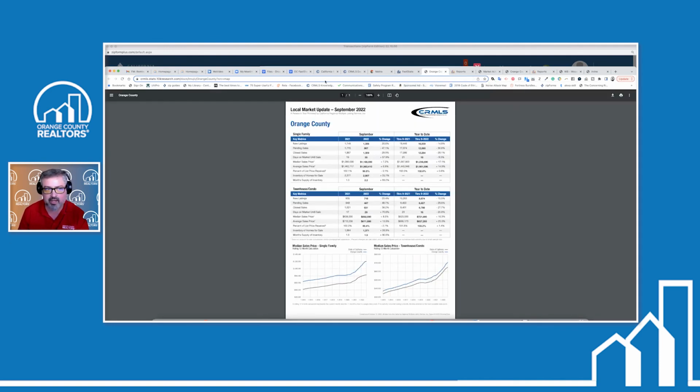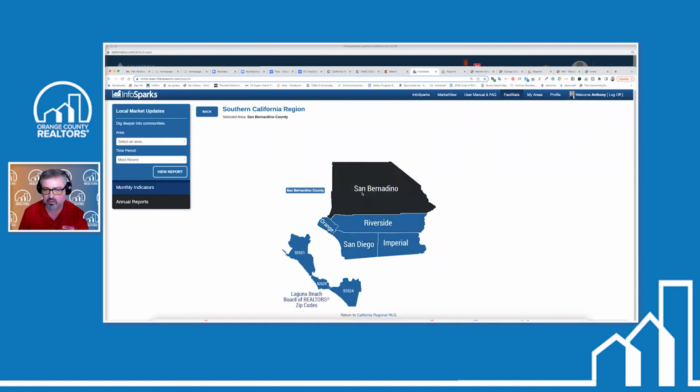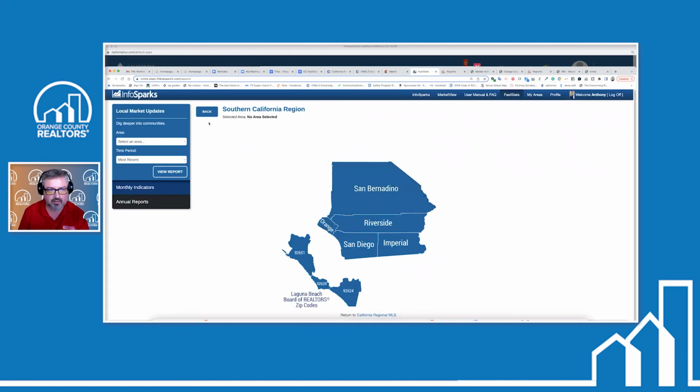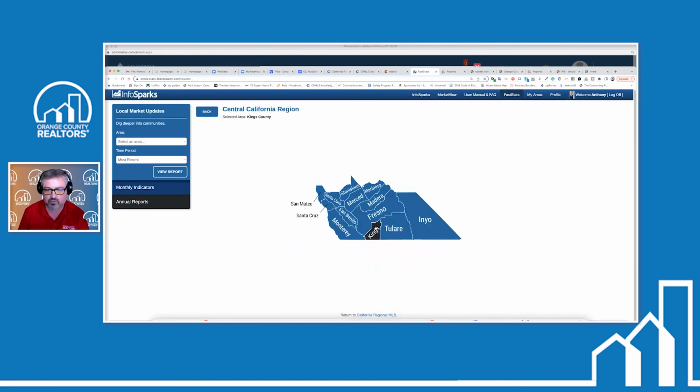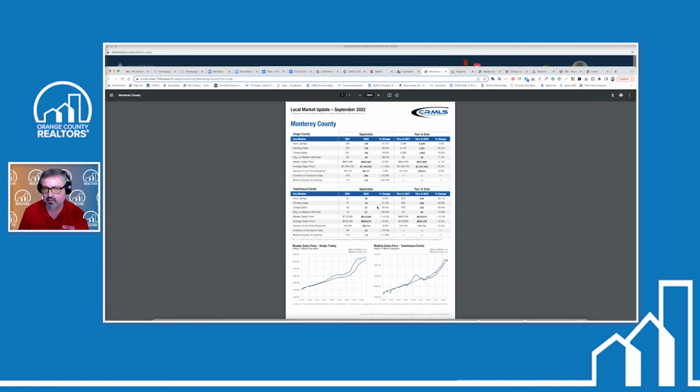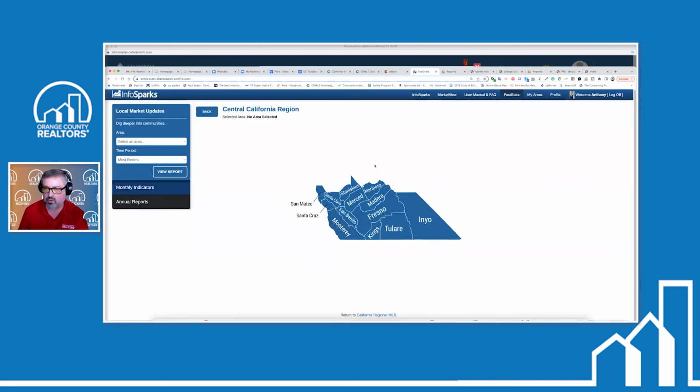So yes, I can access other county one-page reports like San Bernardino. I can even look at Central California and look at Monterey statistical data, but I can't see the individual cities outside of Orange County. That's only available through OC FastStats.